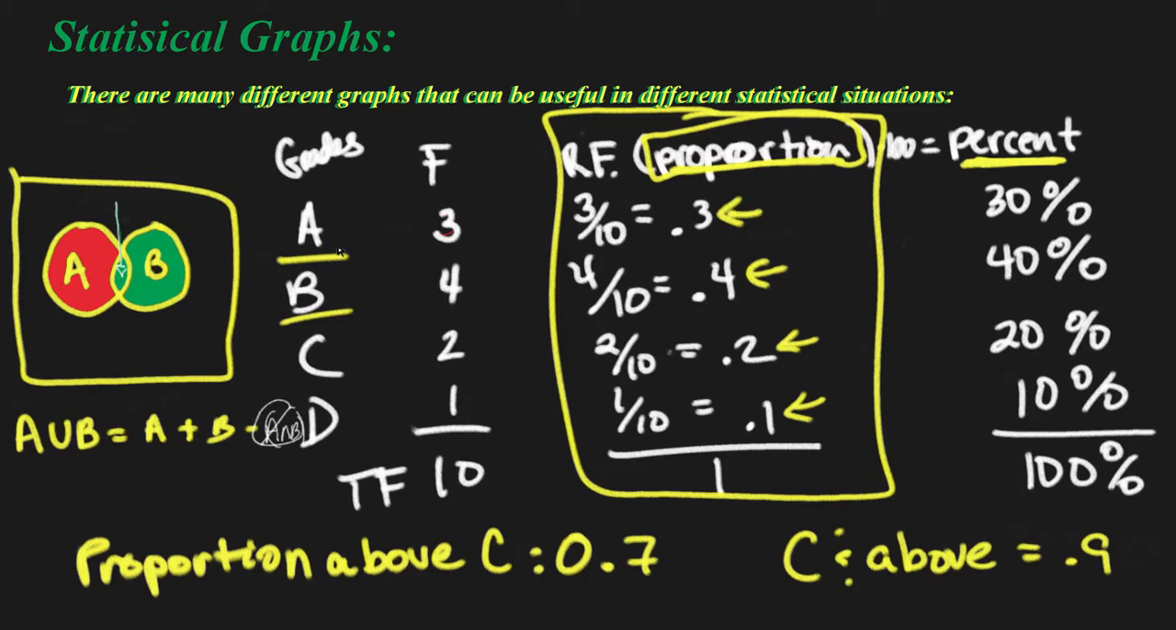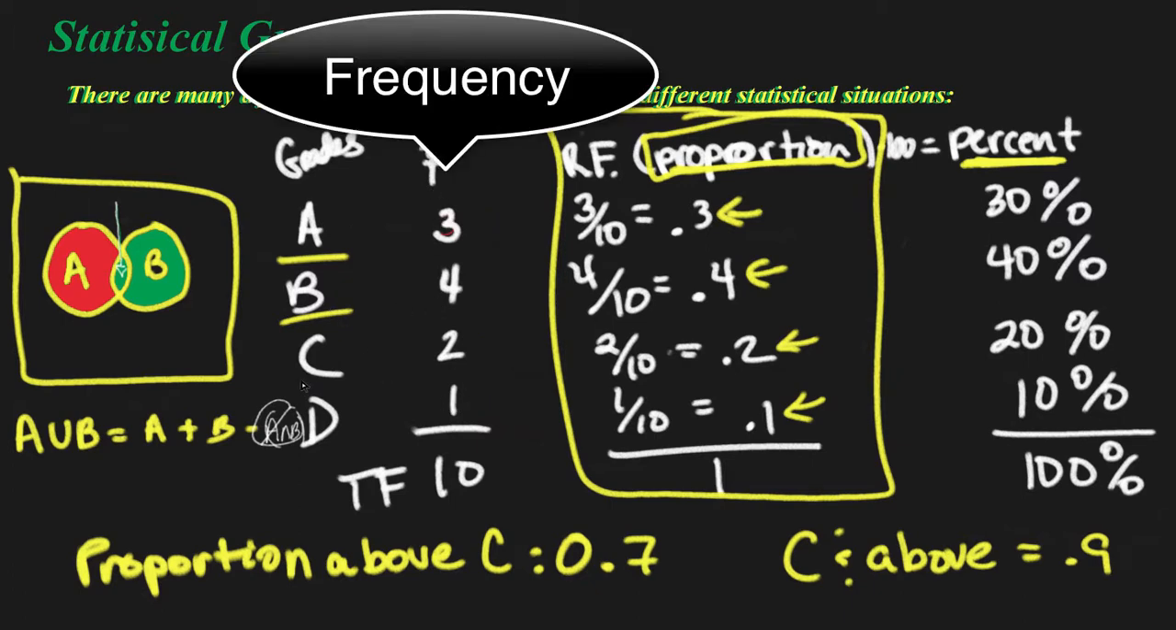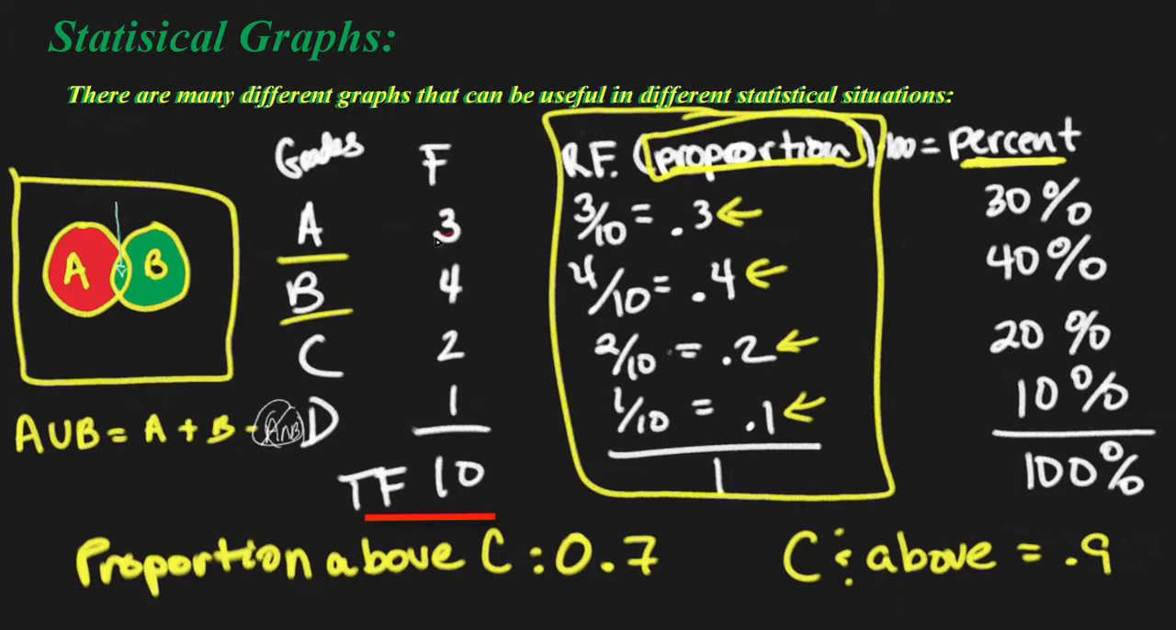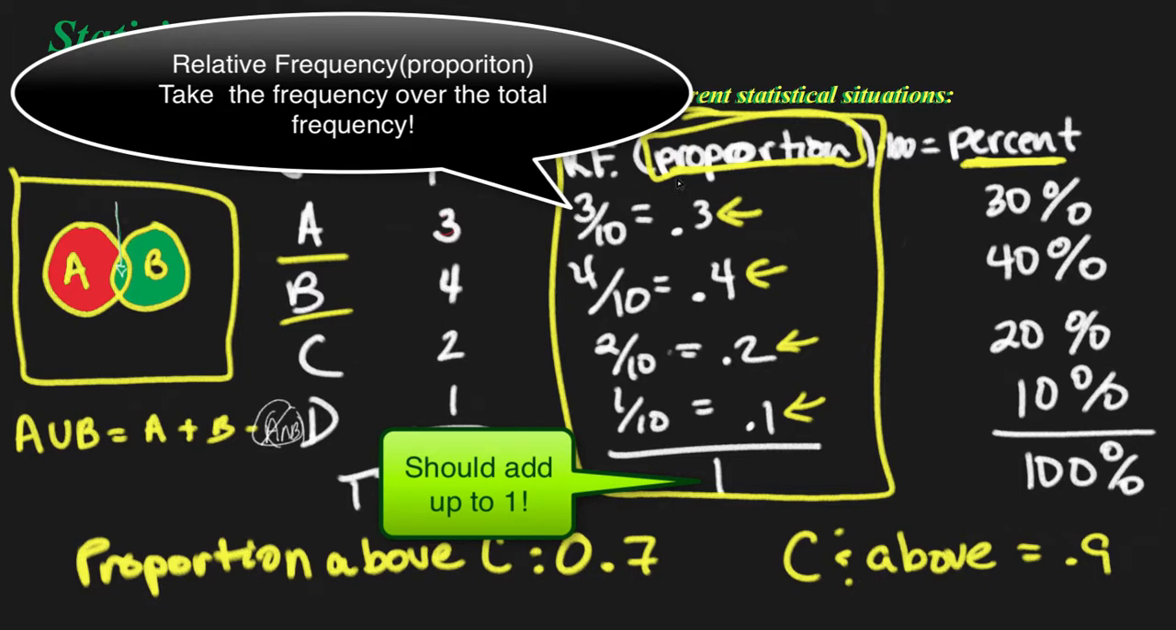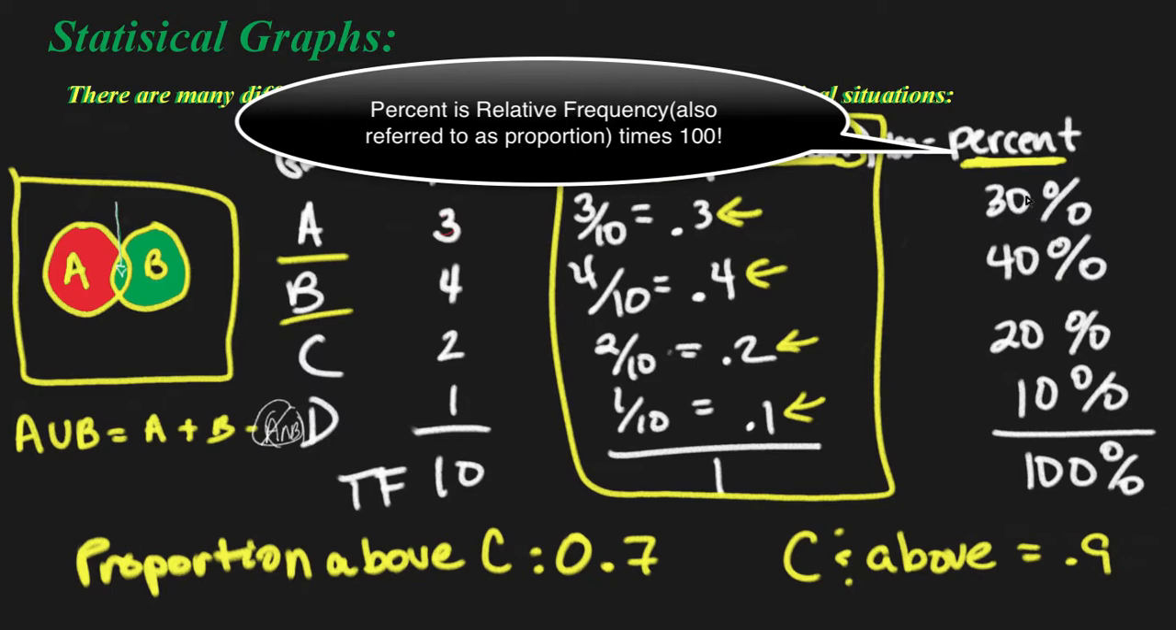Earlier I talked about relative frequencies and frequencies. This is just what that means. If I'm looking at grades for your first test, for instance, and find out that there were 3 A's, 4 B's, 2 C's, and 1 D, well, these are the frequencies, how many of each grade there was. And then if you take each one divided by the total frequency, we get what's called the relative frequencies. These should all add up to 1. They're proportions. And when you take that proportion multiplied by 100, you get the percentages. So this would be 30% made A's, 40% made B's, 20% made C's, and 10% made D's.